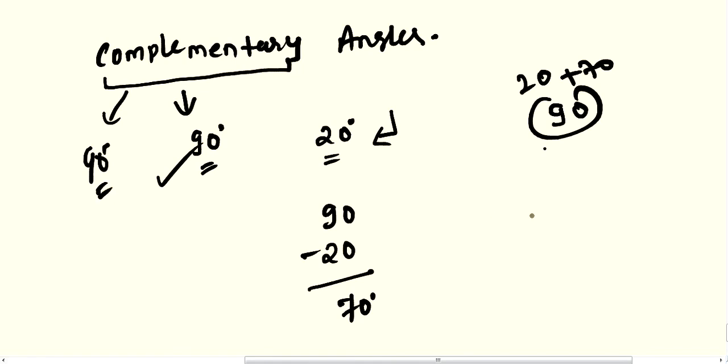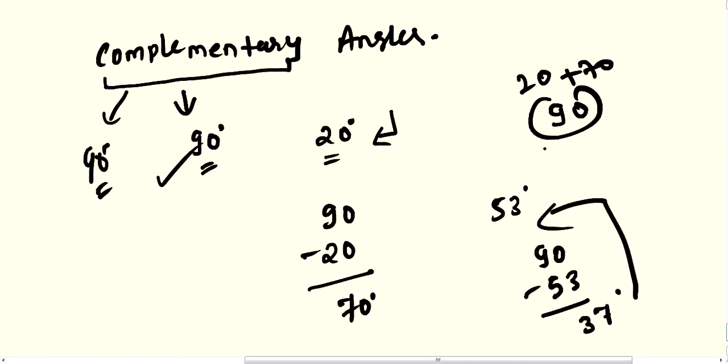One more example. What will be the complement of angle 53 degrees? Again you have to subtract from 90. So 90 minus 53 is 37. So 37 is the complement of 53 degrees.